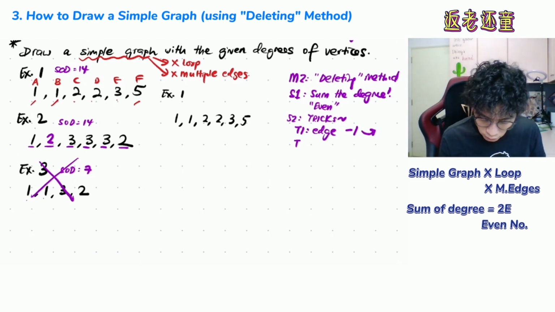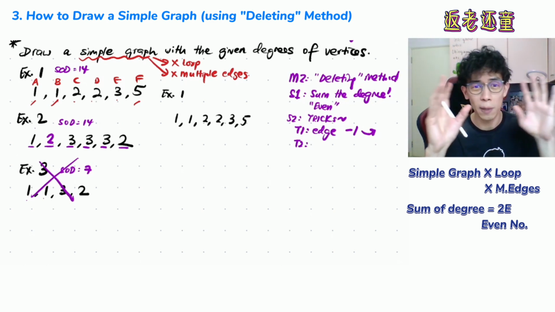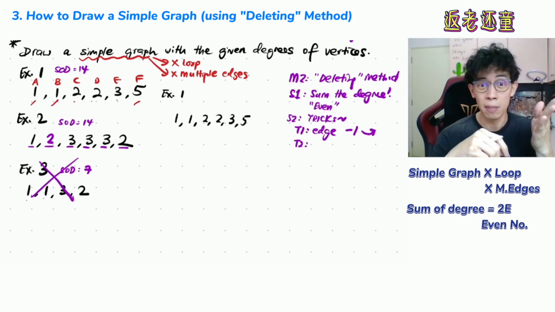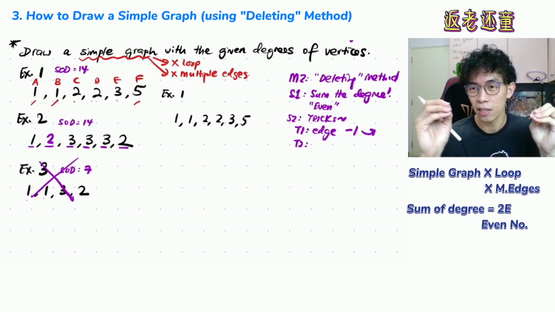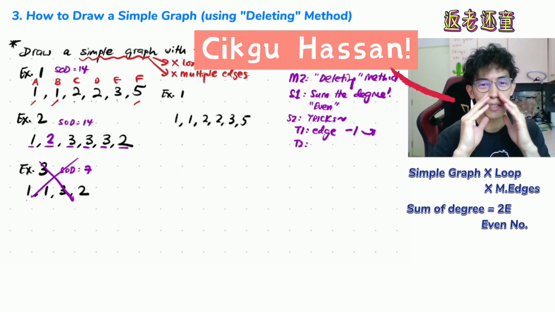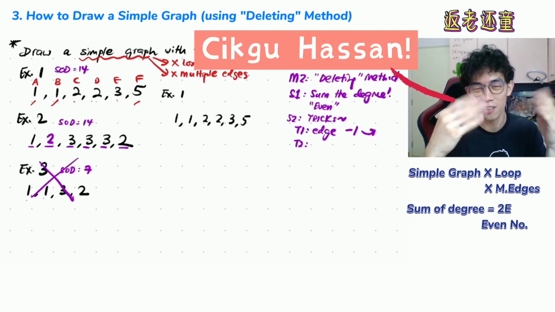Then trick number 2. It's going to be in the next part of the video. I will separate this into 2 parts of video. One is the simple graph version. Another one is the loop and multiple edges version. So that will be the next video. Cikgu Hassan, this is a very powerful method. Cikgu Hassan, look at this.